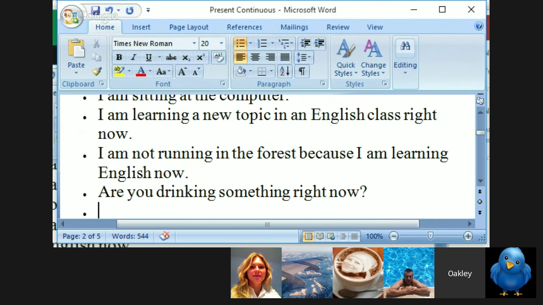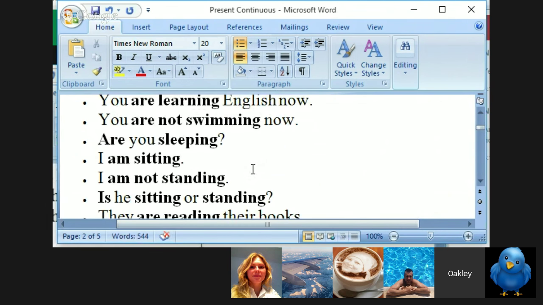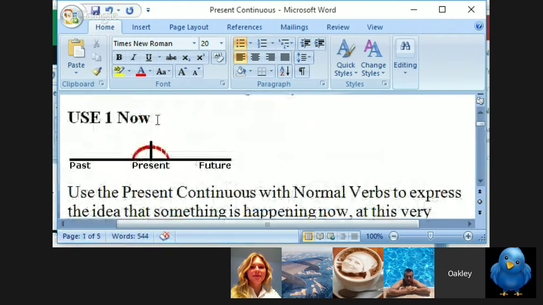All right, Ileana, give it a try. We're looking at the use of the present continuous to express the idea of right at this very second.